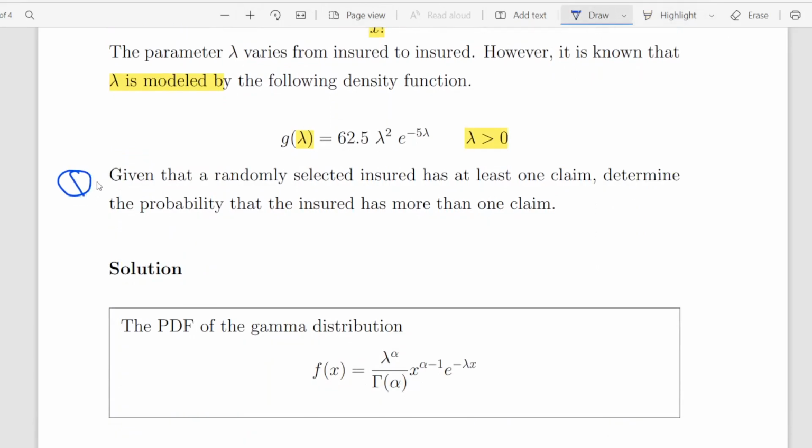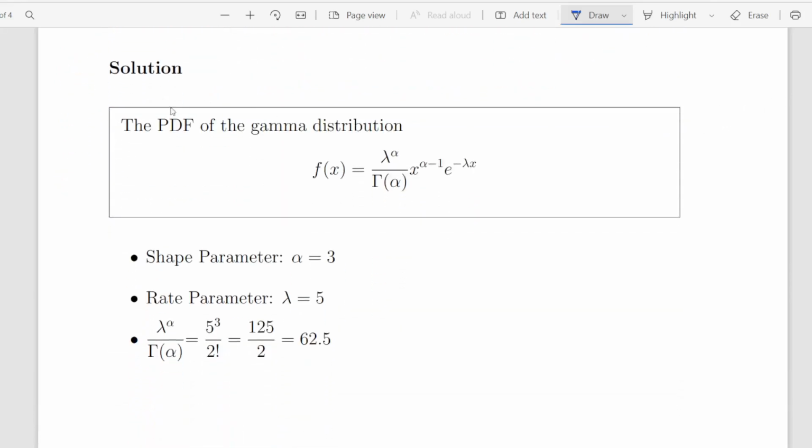Okay, this is the question that we're going to be asked. Now we're given all the pieces of information, but this is the question. Given that a randomly selected insured has at least one claim, determine the probability that the insured has more than one claim. Okay, so we'll come to that when the time comes. Essentially what we have to do is, in the first instance, demonstrate that this is a Poisson-gamma mixture distribution, and formulate the correct negative binomial distribution, and then just work from there.